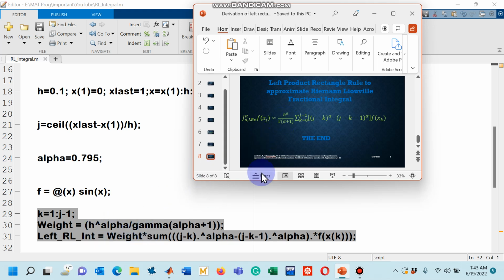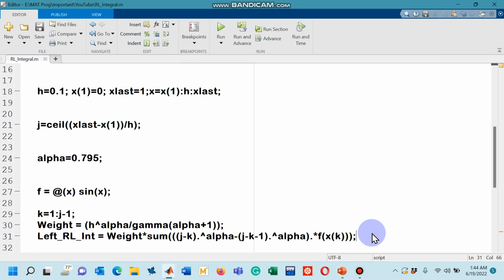And then weight is multiplied by this summation, and as you can see, index k goes from 0 to j minus 1. In MATLAB, we do not have index 0 to show the first element, rather we start with 1. So k goes from 1 to j minus 1. Then tally the formula in the presentation with line number 31: j minus k power alpha, minus j minus k minus 1 whole power alpha, and then you have f of x k. So these are the lines required in the code to show the rule I had just shown you in the presentation.